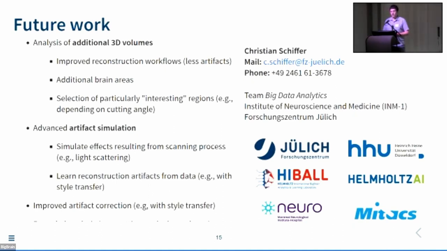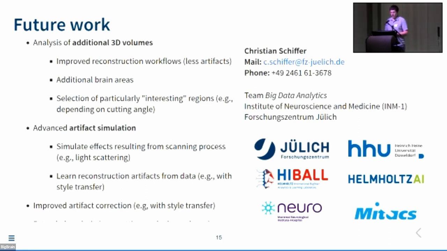So one of them is, of course, include more 3D volumes into this analysis. And Jan Oliver and Marcel are actively working on this. So I'm expecting more volumes in the future because this results in an improved reconstruction workflow. So maybe even less artifacts from the beginning. It would be really interesting to include more brain areas, not just primary and secondary visual cortex, and also select particularly interesting areas. So for example, select something that is actually not classifiable in 2D at all, maybe because of the cutting angle, which can then potentially be fixed using the 3D data.